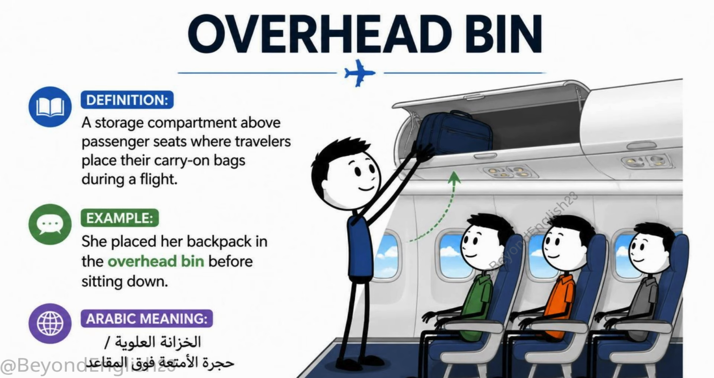5. Overhead bin. An overhead bin is a storage compartment above the passenger seats, where travelers place their carry-on bags and small personal items during the flight. Example: she placed her backpack in the overhead bin before sitting down.